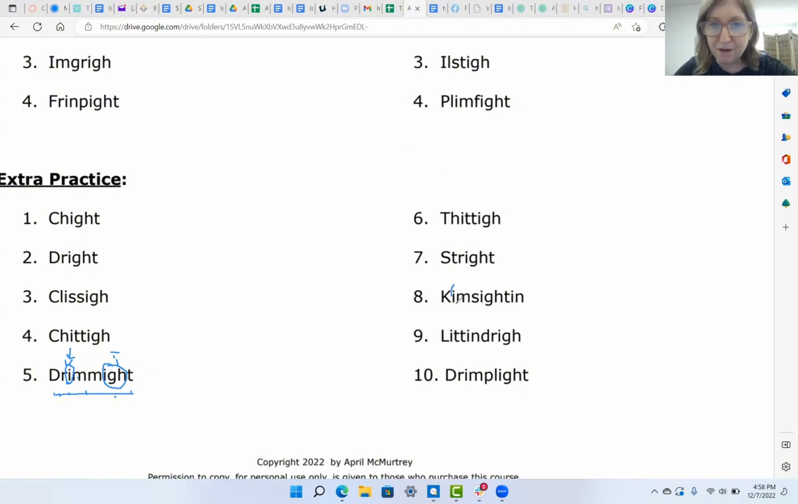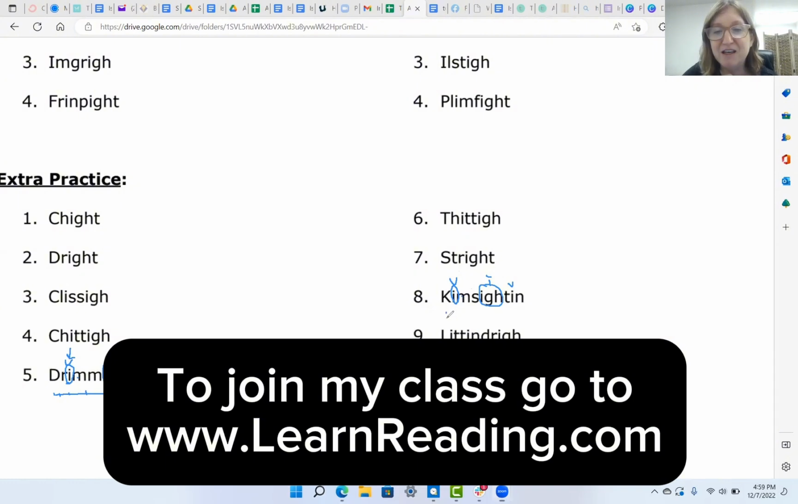Okay, number 8. Here we have an I, I can tell because of those consonants right here. Here we have an I reading hack, and here we have an I, because there's not another vowel one or two doors down. All right, so when we pencil read this baby, I want to teach you about that K, but I'm running out of time. Okay, we have K, I, S, I, N. Kimsighten. Kimsighten. Kimsighten. By the way, I have 30 seconds.